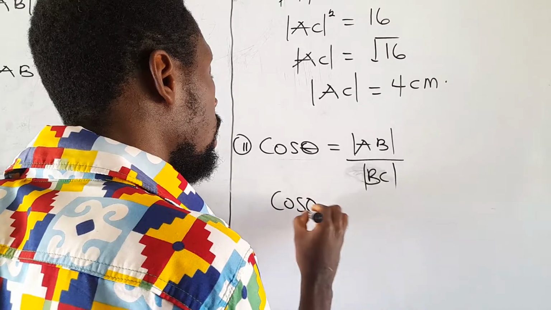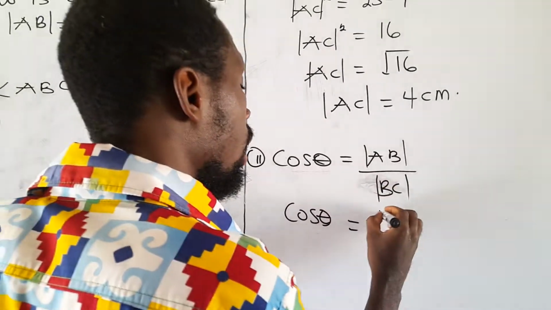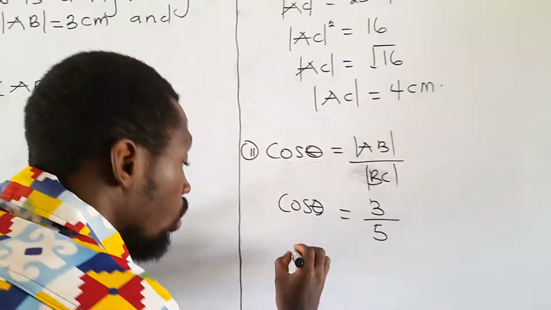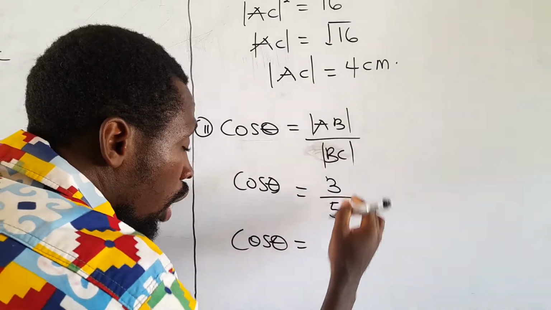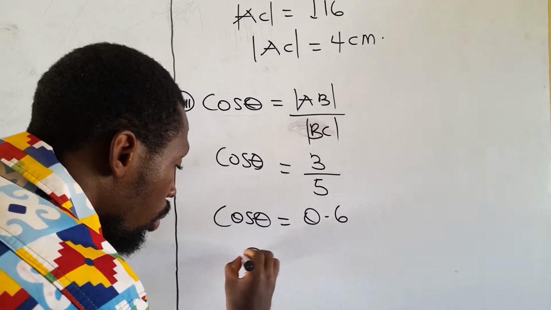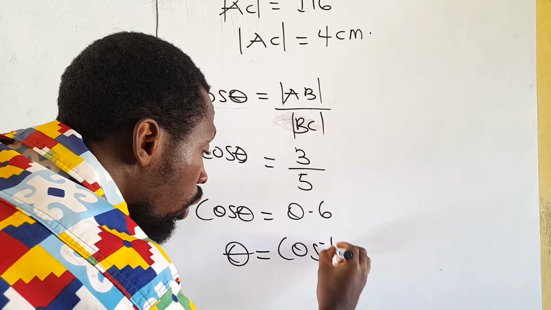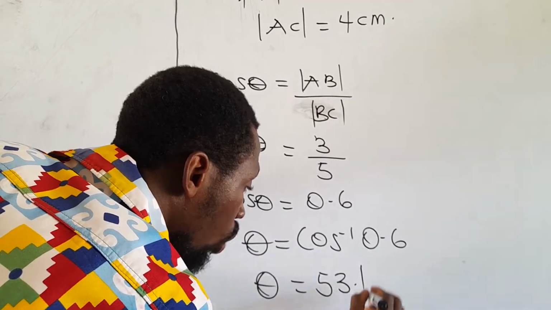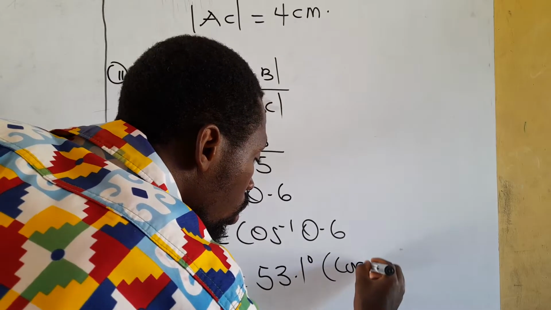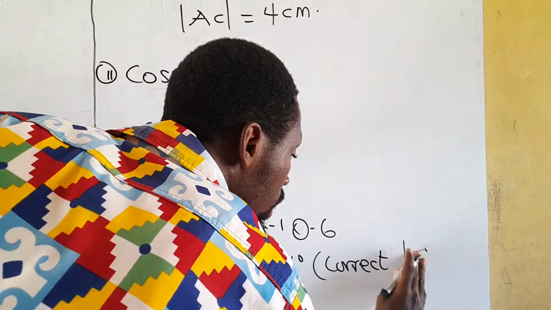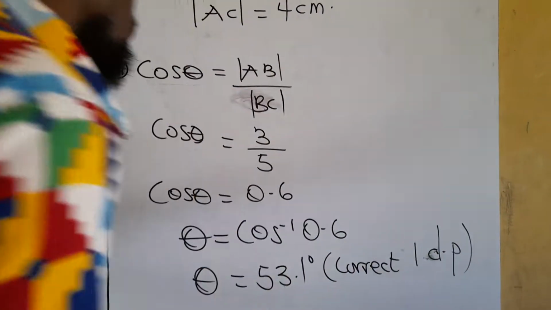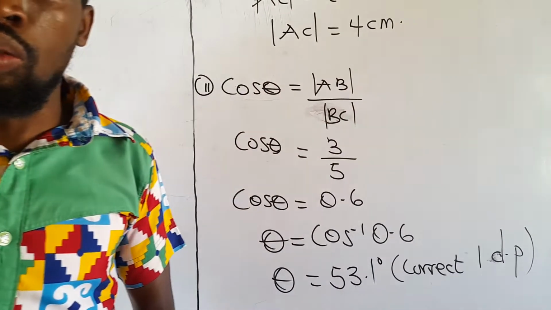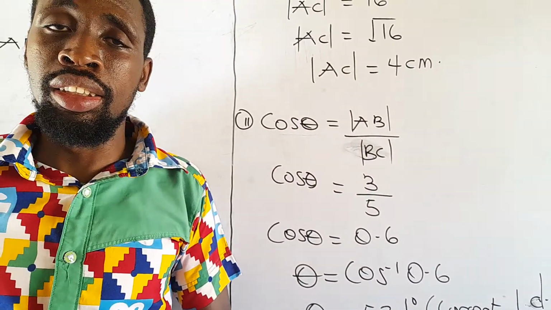So cos theta will be equal to 3 over 5, since AB is 3 and BC is 5 from the diagram. 3 divided by 5 is 0.6. So remember, theta will be cos inverse of 0.6, and theta will be equal to 53.1 degrees, correct to 1 decimal place. I hope you get that. So this is how we use the trigonometric ratios to find the angle theta.